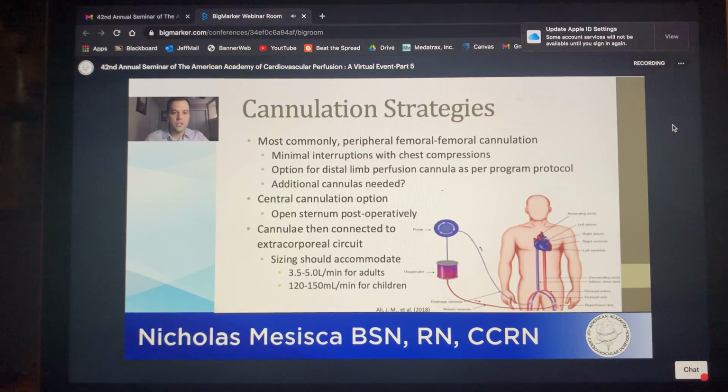Optimal flow is typically achieved at 3.5 to 5 liters per minute for adults and 120 to 150 mLs per minute for pediatrics, all according just to the size of the patient.